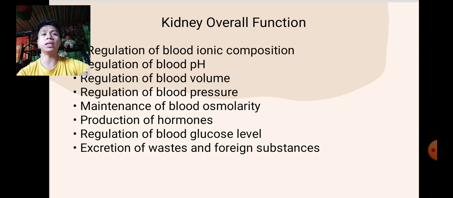Same as with the liver, the kidneys can also use the amino acid glutamine. The term for the process is gluconeogenesis, the synthesis of new glucose molecules. So they can release glucose in the blood to help maintain a normal blood glucose level. And the last function, excretion of waste and foreign substances.